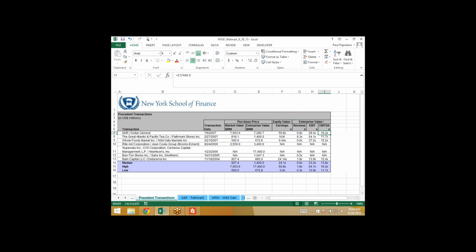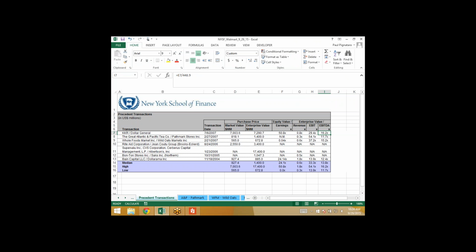Precedent transactions, at this point, is more about digging up numbers. So I don't want to get too much into it, and that's why I'm just doing it in a quick way. The daunting part is not that it's complex. It's just digging up, reading the research behind it, and digging up the numbers.